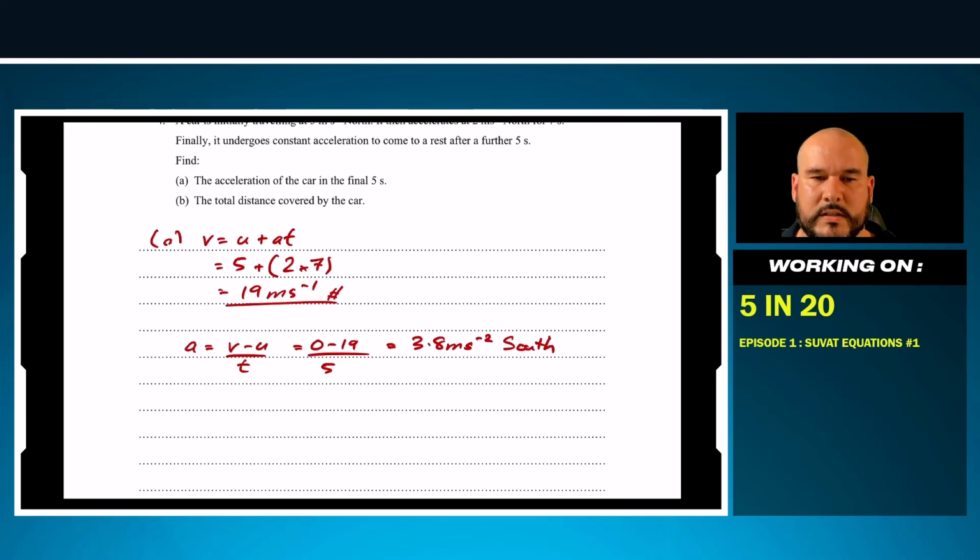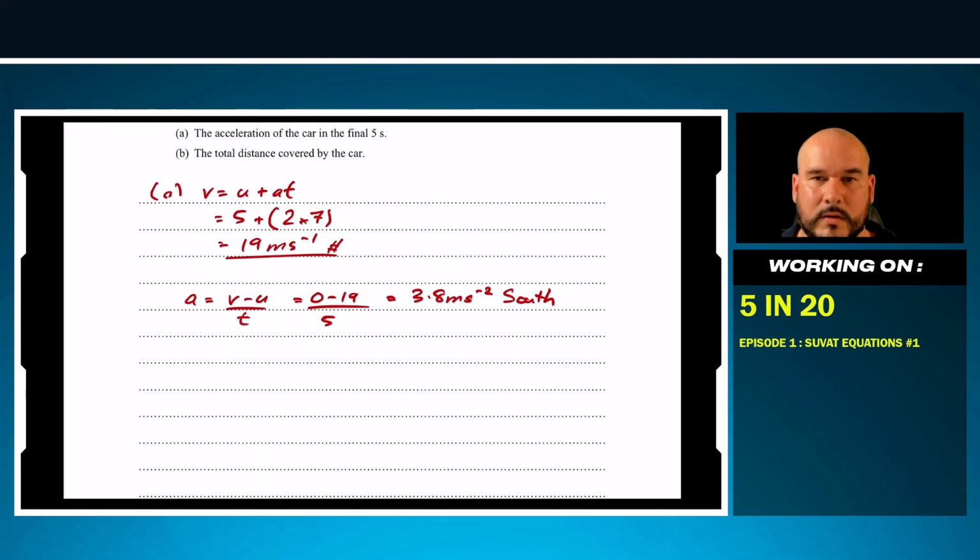Next, the total distance covered by the car. If we've done this a couple of times now, it's the tricky type of question where you need to consider each leg of its journey: the leg before it turns around, and then the leg after it turns around. You never know, sometimes it might turn around again. We need to sum those legs to find the total distance.